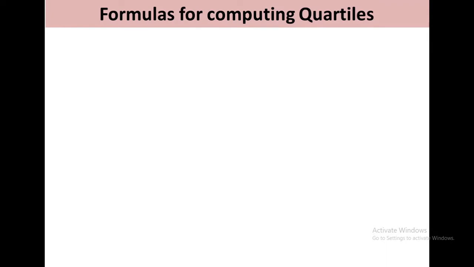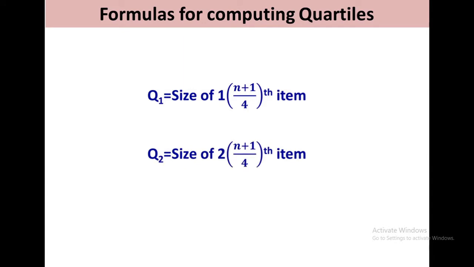Formulas for computing quartiles. Quartiles are located by the inspection method. The series is arranged in ascending order of magnitude, and the following formula is used to locate the various quartile values. Quartile 1 is equal to the size of the 1 into n plus 1 by 4th item, whereas the value for quartile 2 will be the size of the 2 into n plus 1 by 4th item. In the same manner, we can also calculate quartile 3, which is equivalent to the size of the 3 into n plus 1 by 4th item, where n is the sample size.